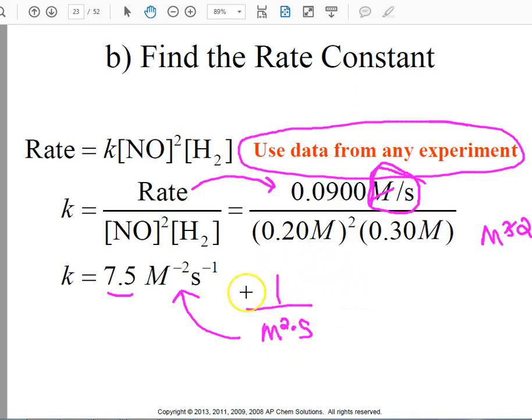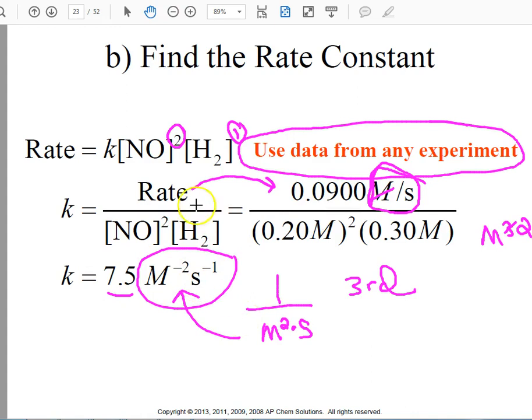If you'll remember, we made a chart about the units for k earlier. And we said that this was the unit, or that, whichever way you want to write it, if it was third order. And it is third order, right? Second order for NO, first order for H2. So that's third order overall. So those are your units.